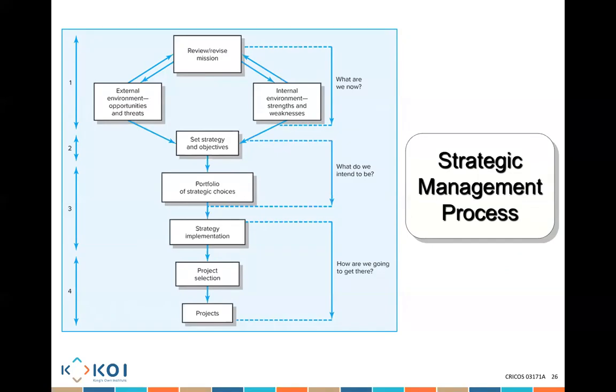What do we intend to be? Well, we have the strategy, we have the objectives. We have to go and create a portfolio of all of these strategic choices. We can do this, we can do this, we can do this. You choose what you want to go and be.